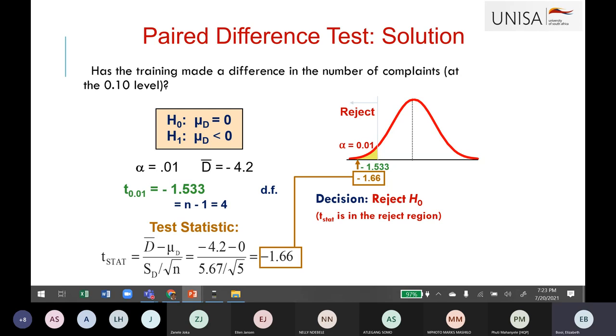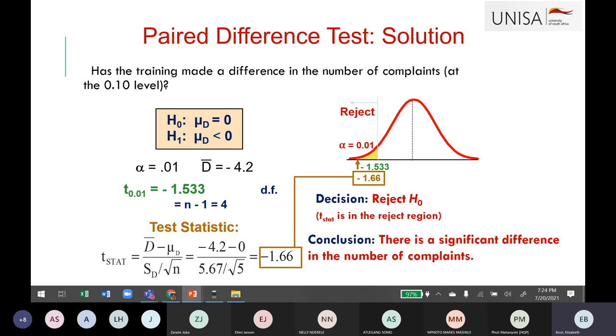So we can see that we reject the null hypothesis, which says there is no difference. And we conclude that there is a significant difference in the number of complaints. There is a significant decrease in the number of complaints. And that's how you will make a decision as well.